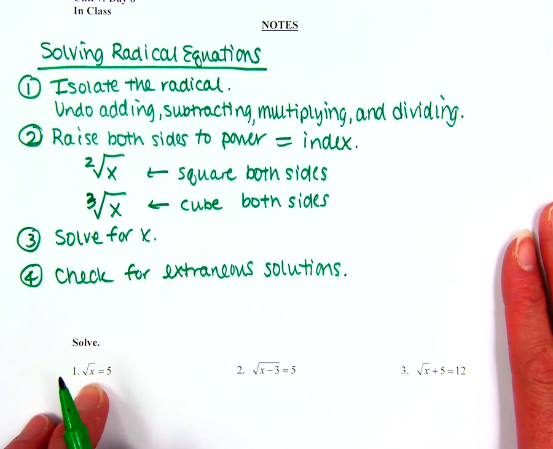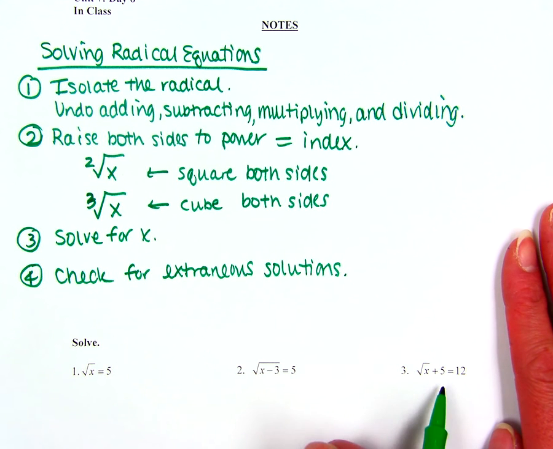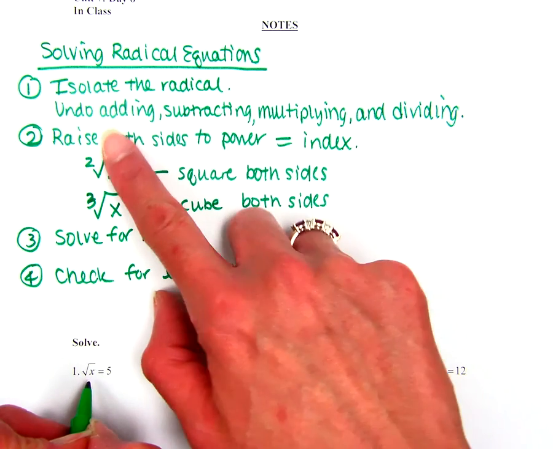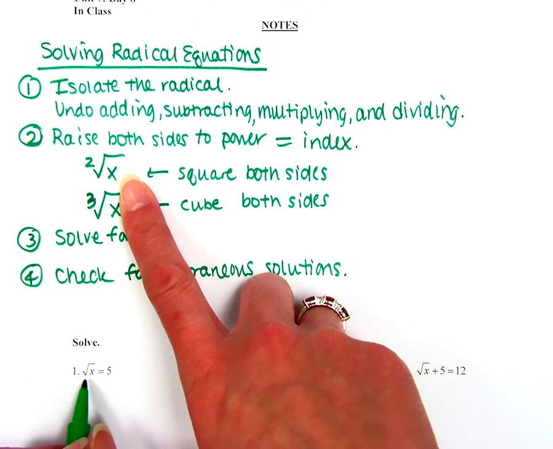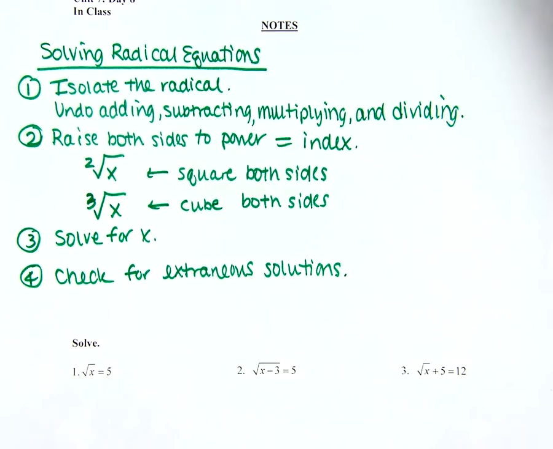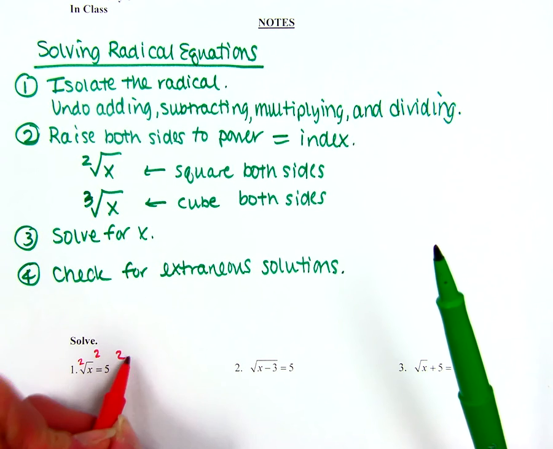So is our radical isolated? There's nothing before it or nothing after it. So this one's isolated, so is number 2. Number 3, this 5 we need to get rid of, so we'll come back to that. But we don't need to do step 1, so it's a square root, and if you look at your index is 2 for a square root. So that's what we're going to raise both sides to. We're going to square both sides.